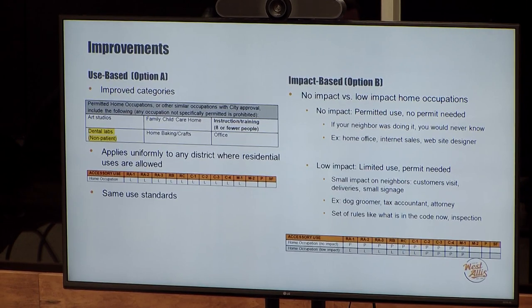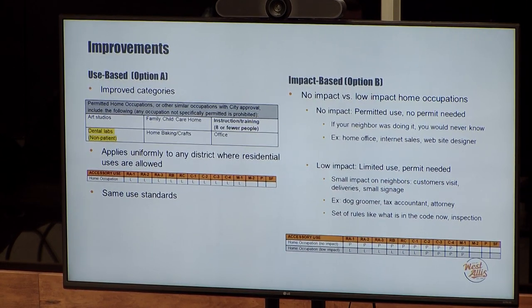Another option, which was recently introduced to us, was maybe taking a look at an impact-based option, and that would be a short list of no-impact uses, and then a short list of low-impact uses. In terms of no-impact, if you don't know what your neighbor is actually doing, working from home or doing a home business, that's probably the best way to explain it. Some examples would be a home office, internet sales, or website design. You don't really have people coming over to the house for a service.